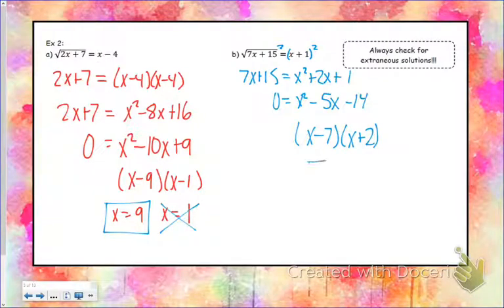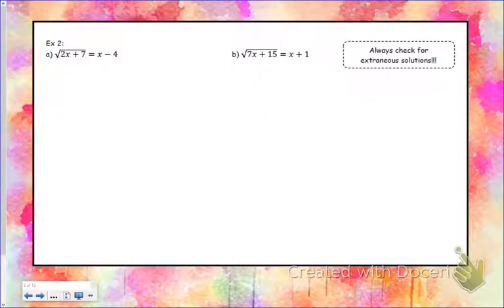And I get two possible answers, but I need to check and make sure they both work, or see if either one works, or see if only one works. So again, plug them back into the original. Okay, so if I plug in 7, 7 times 7 is 49. 49 plus 15 is 64. Okay, the square root of 64 is the same thing as 7 plus 1. So 7 does work as one of my answers. But if I plug in negative 2, that gives me the square root of 1, which is 1. But on the other side, I get negative 1. So negative 2 is an extraneous solution. My only answer here is 7.